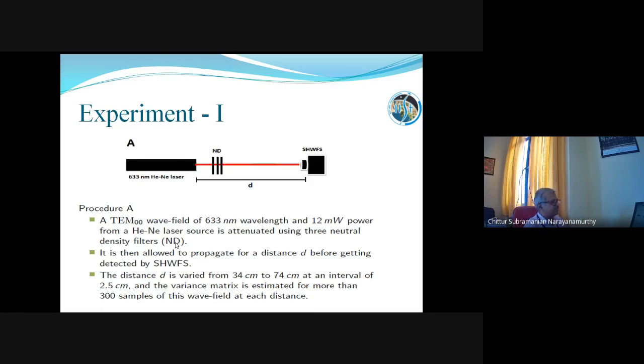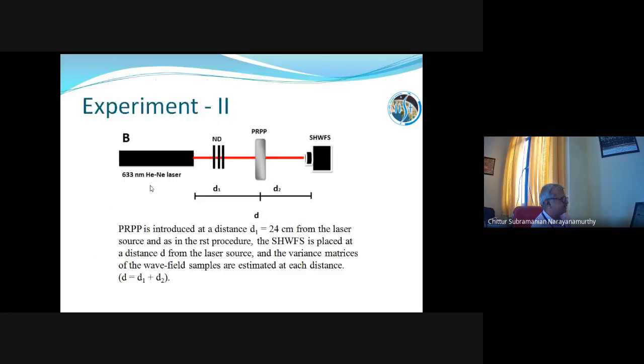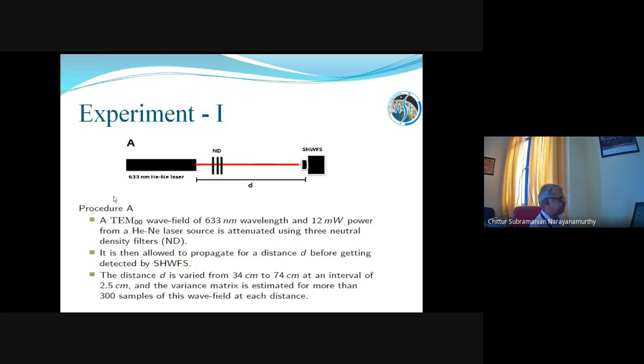The experiment is very simple. We used a simple helium neon laser, and then we put a Shack-Hartmann wavefront sensor at a particular point. We can reduce the intensity by using neutral density filters, or you can use a small power laser, because the intensity at the Shack-Hartmann sensor cannot be more than 1 or 2 milliwatts of power. So we have to reduce the intensity, and we can measure at various intervals.